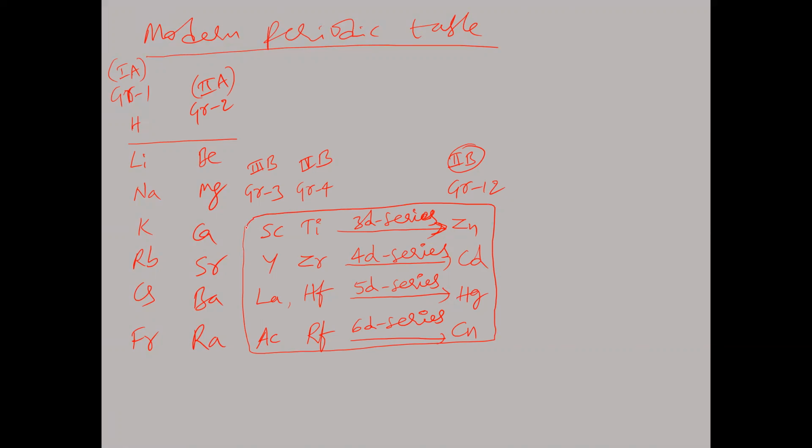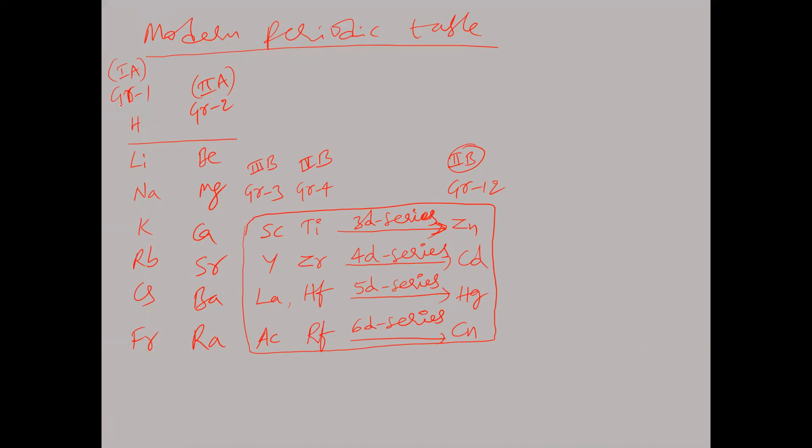These all elements belong to D block. D block has which group to which group? Group 3, 4, 5, 6, 7, 8, 9, 10, 11, 12. So IUPAC group number 3 to IUPAC group number 12. These 10 groups belong to D block. D block elements are called transition elements.